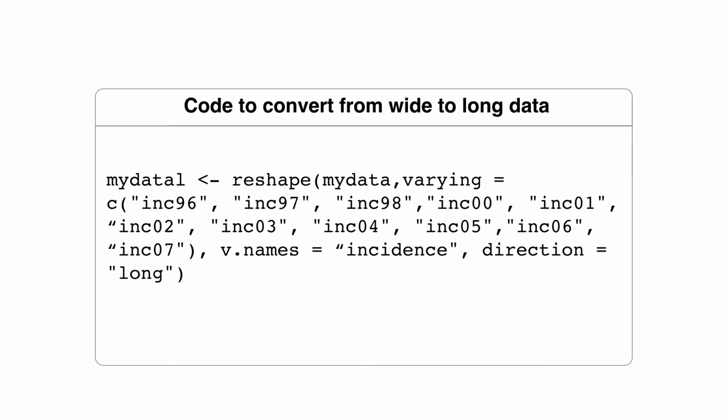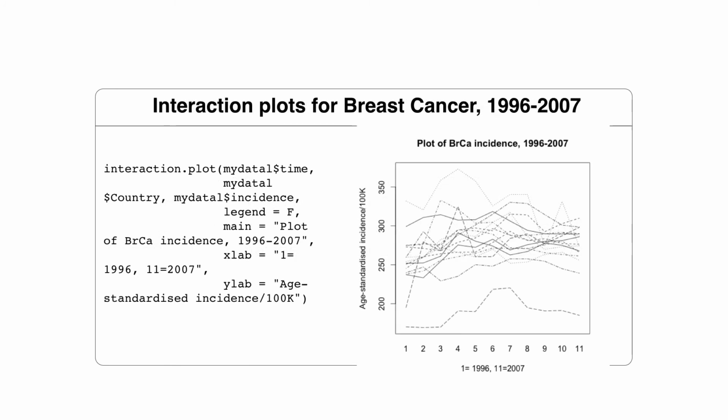Now, afterwards, we know that the first thing that we should do when we are faced with something like this is start with an interaction plot to see what was the variability of the breast cancer from 1996 onwards to 2007. This is done by using a plot which is known as an interaction plot. So let's take a look at the interaction plot. This is the interaction plot. On the right hand side, you can see the interaction plot of the incidence of breast cancer between 1996 and 2007. The function to use is interaction.plot.